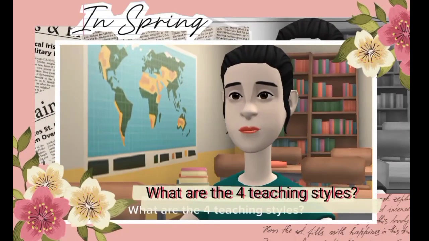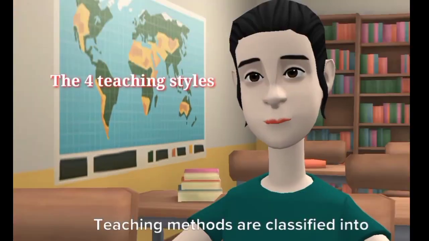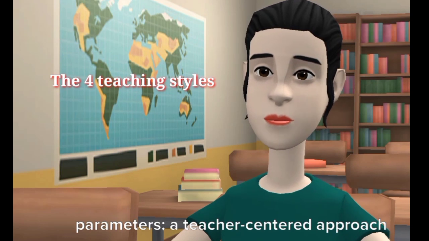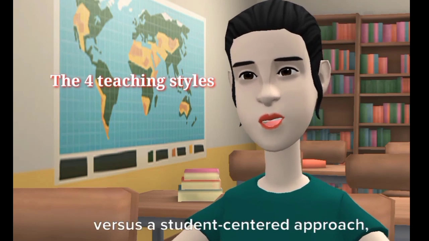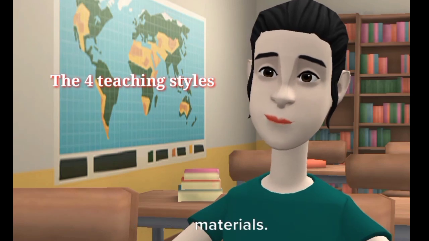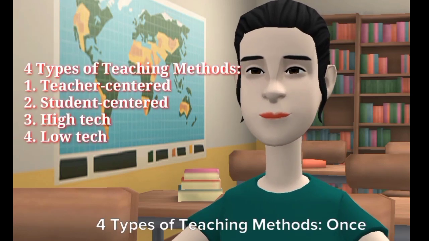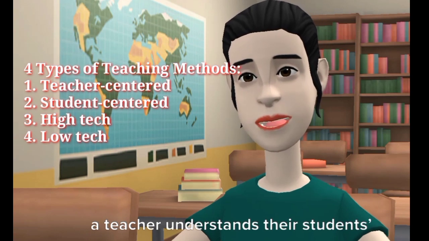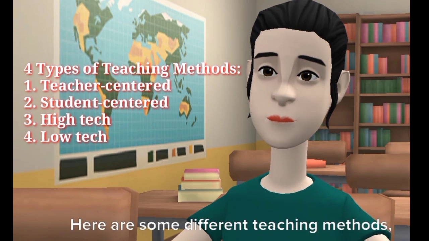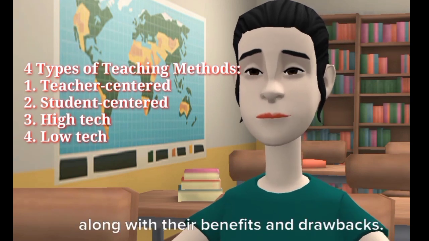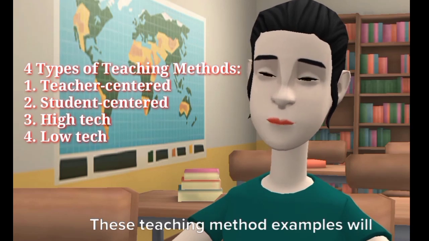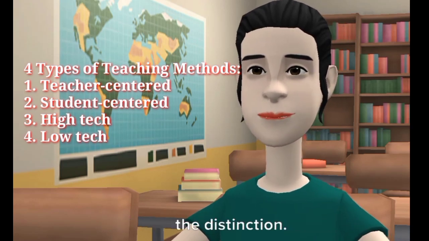What are the 4 teaching styles? Teaching methods are classified into 4 categories based on 2 major parameters: a teacher-centered approach versus a student-centered approach, and the use of high-tech versus low-tech materials. There are 4 types of teaching methods. Once a teacher understands their students' needs, they can select the most effective teaching methods to use. Here are some different teaching methods, along with their benefits and drawbacks. These teaching method examples will assist you in better understanding the distinction.